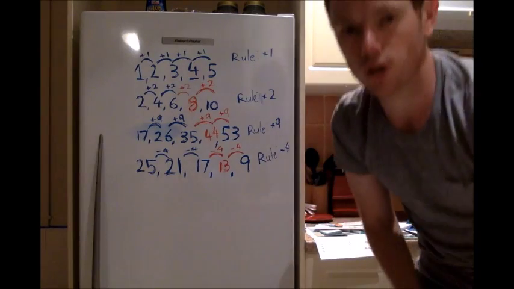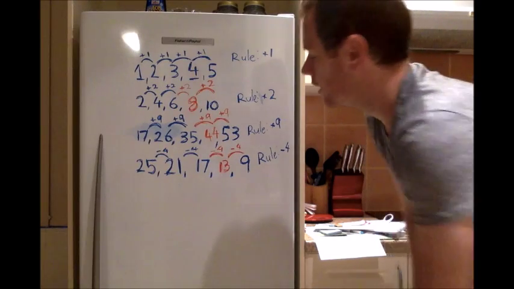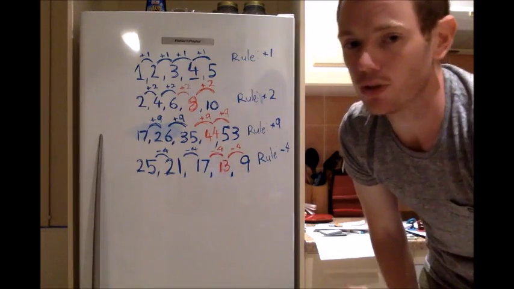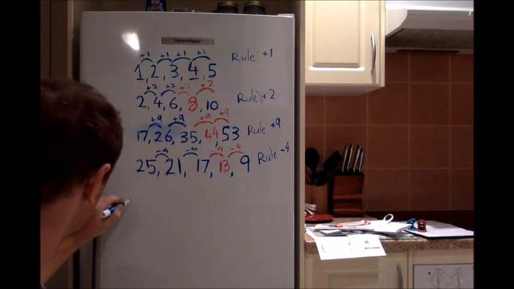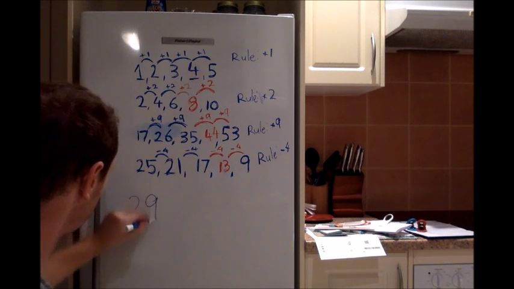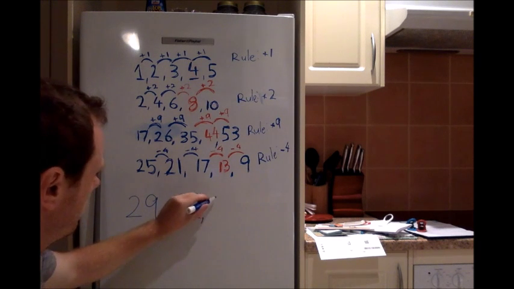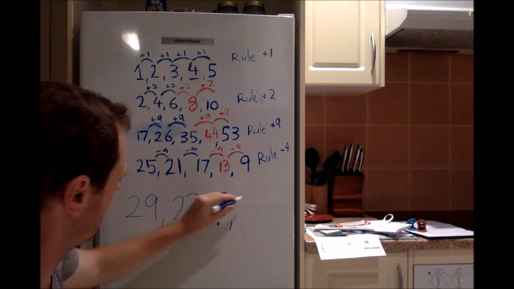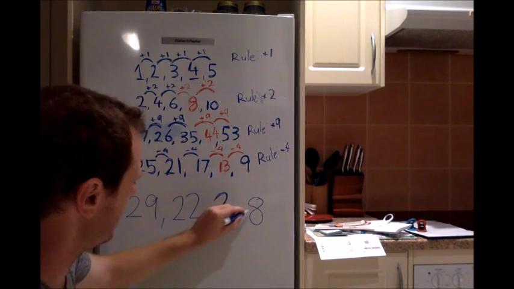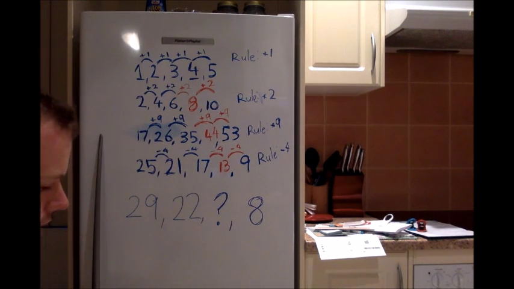Now, in the comment section below, you need to tell me 2 things. 1, you need to solve the puzzle that I am about to put onto my fridge door. And 2, you need to tell me what the rule is to that pattern. So I'm going to write it down now, and it's going to be 29, yep, that's readable, 22, missing number, and then 8. So 29, 22, missing number, 8. You need to tell me what the missing number is and what the rule is.